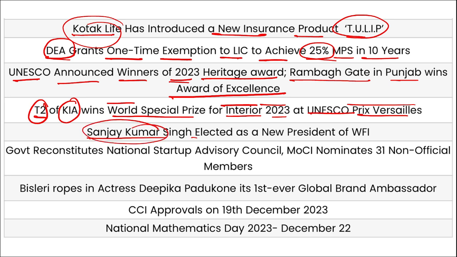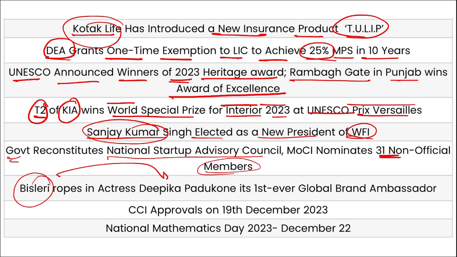Sanjay Kumar Singh has been elected as the new president of the Wrestling Federation of India. Government reconstitutes the National Startup Advisory Council and has nominated 31 non-official members. Then Bisleri has appointed Deepika Padukone as their brand ambassador. Deepika Padukone, she's a very famous actress.